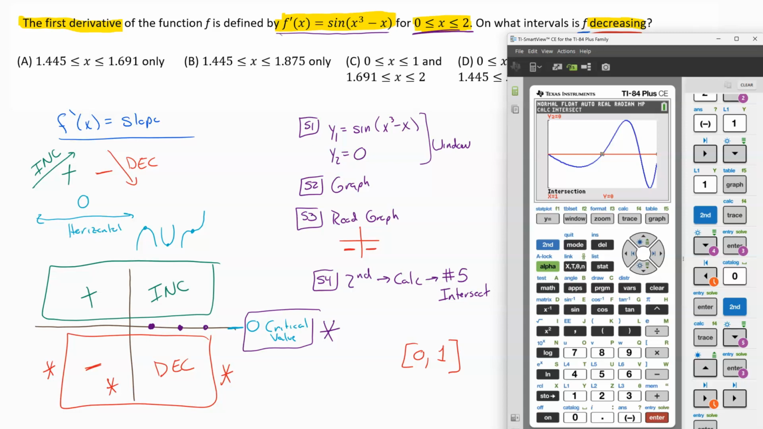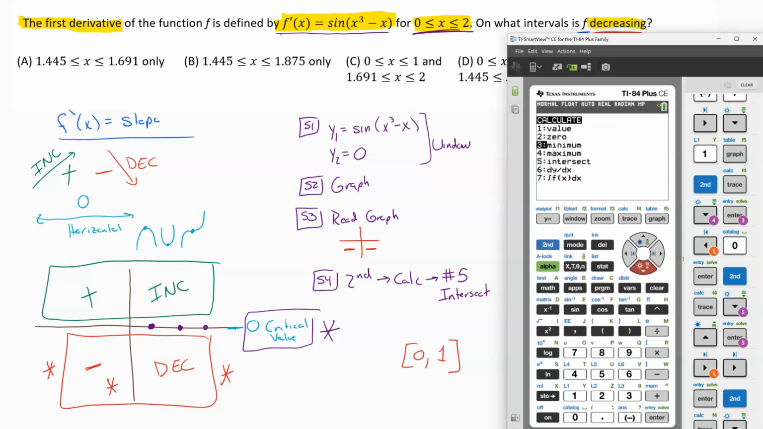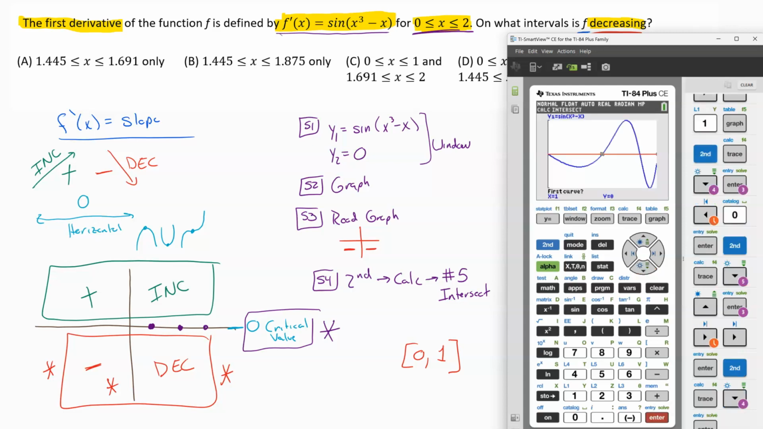So I just start the process again. Second, Calc, number 5, intersect. First curve, hit enter, yep. Second curve, hit enter, yep. And then from there, I go ahead and scroll my way all the way over here to the right, and I hit enter on that part because that's my guess. And it tells me 1.69. AP Calc tests always round to 3 decimals on their answers, so that's going to be 1.69, and that 6 right there behind the 0 will round that up to a 1. So 1.691.